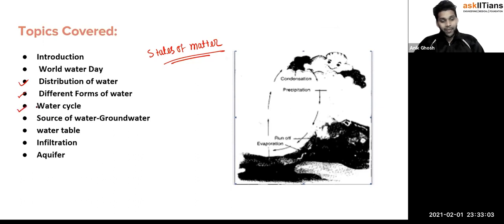Apart from that, we are going to learn about the water cycle. So how this water is getting into our atmosphere, how the rain is being formed, everything about it. Apart from that, source of groundwater, water table, infiltration, and aquifer. So today we are going to learn all these things, and definitely after learning them, you will feel enriched about this topic.